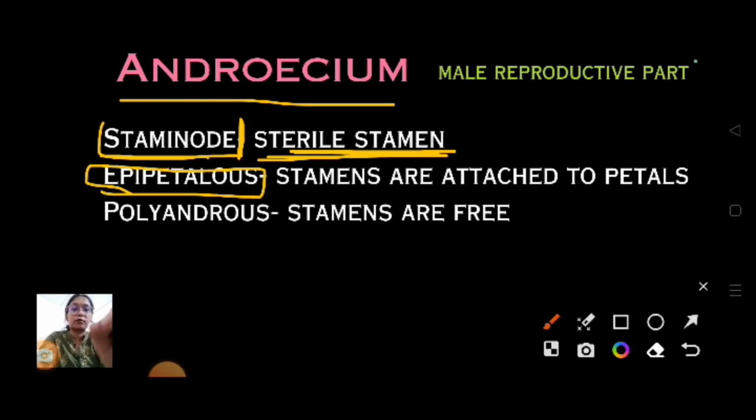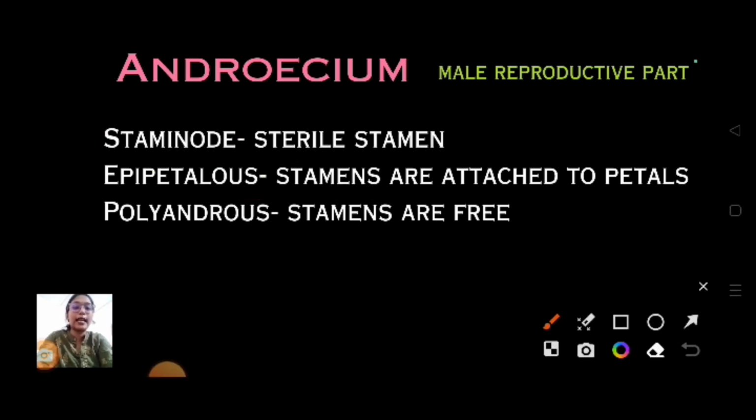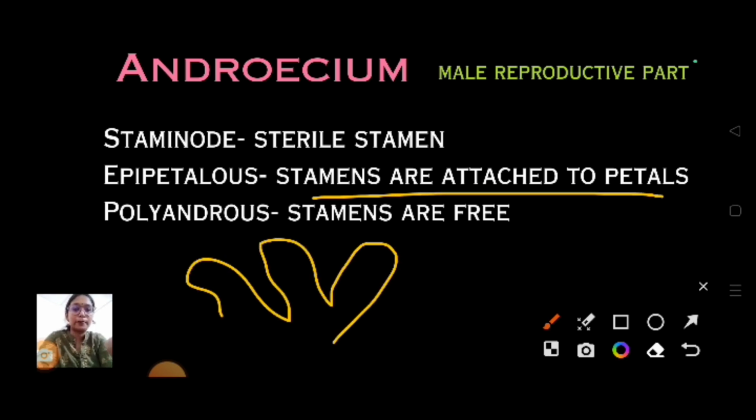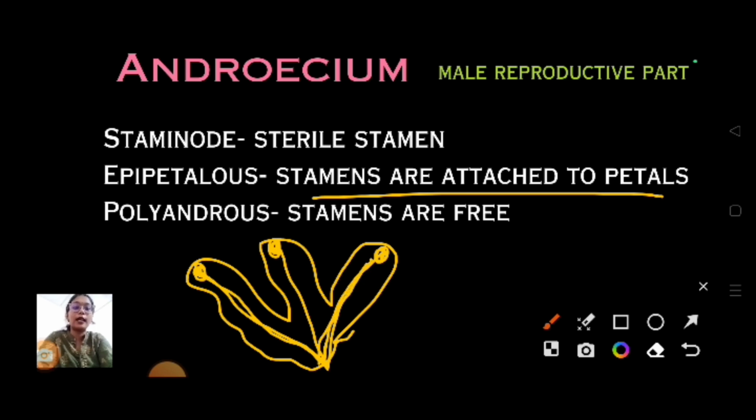Epipetalous. Stamens are attached to petals. So in case of epipetalous condition, stamens are attached to petals. Suppose these are the petals. Stamens will be attached to the petals. You can see like this condition in some flowers. The stamen is attached to the petals. So this is called epipetalous condition.